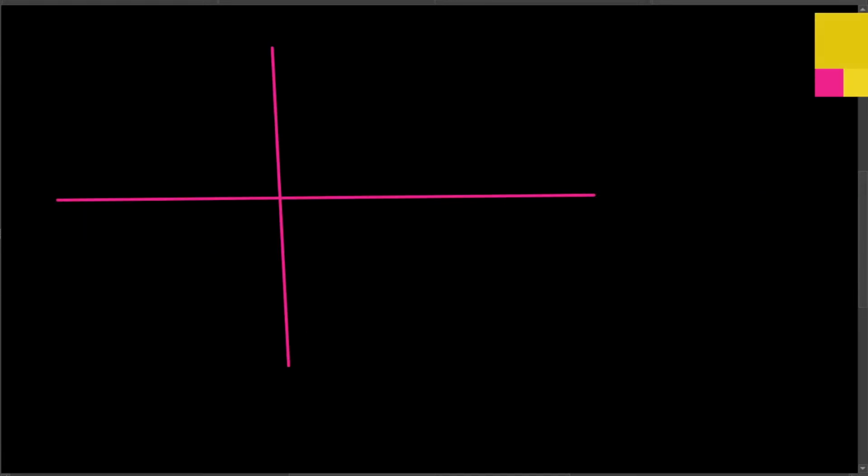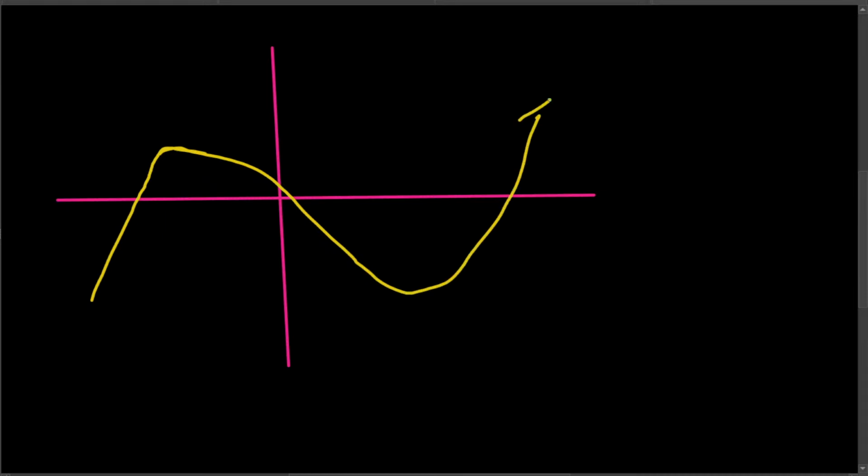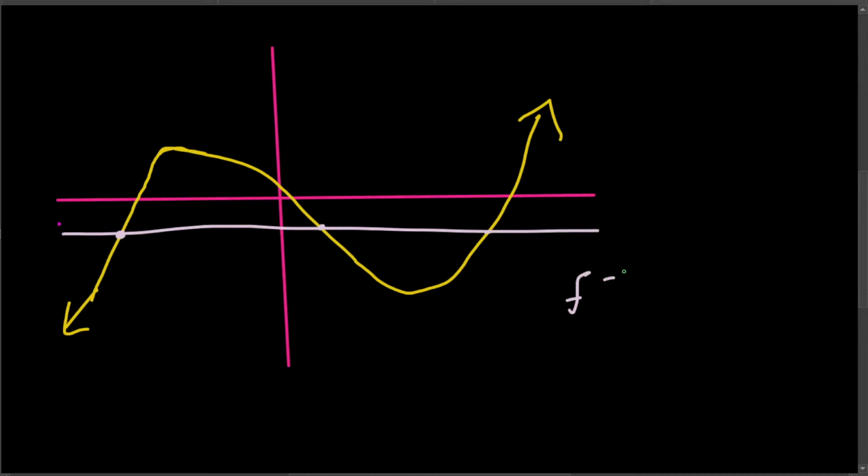Let's say we have a graph going like this. Is it a one-to-one function? Does it have an inverse function? So if you draw a horizontal line, it passes more than one point. So this is not a one-to-one function, and also this one doesn't have an inverse function. It doesn't exist.